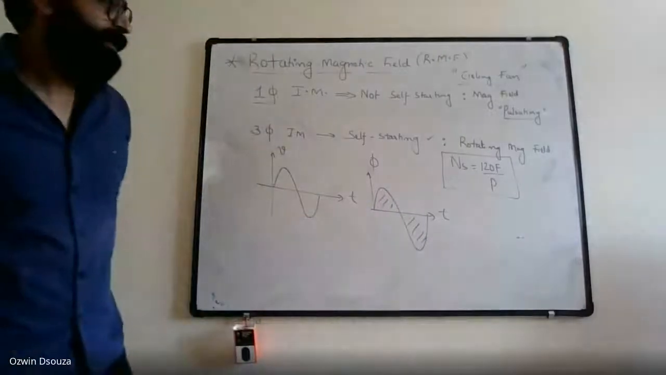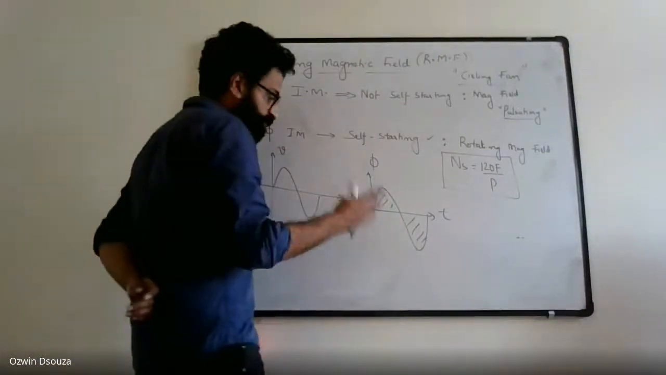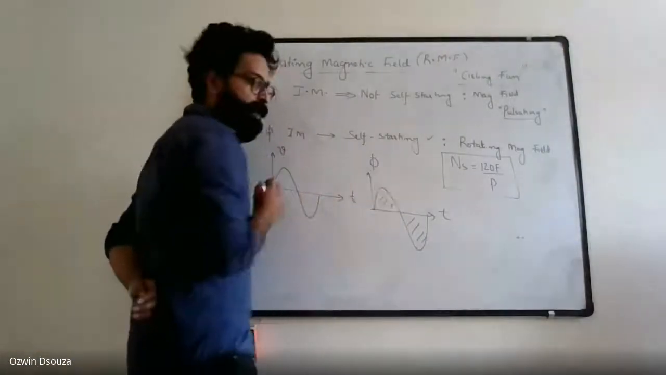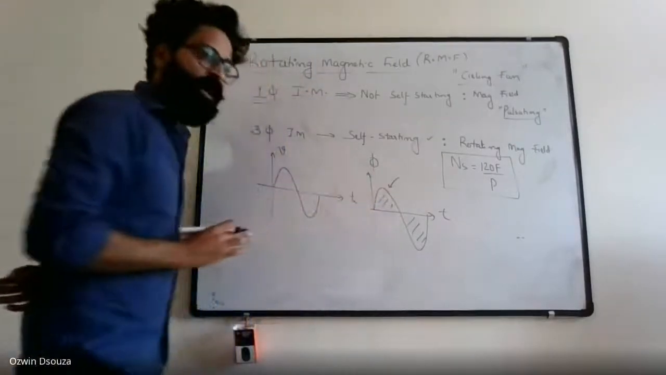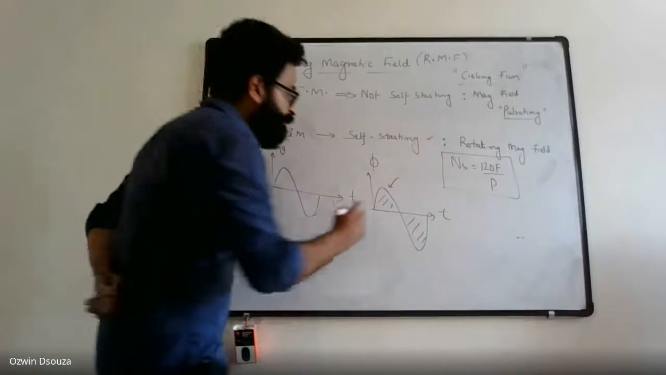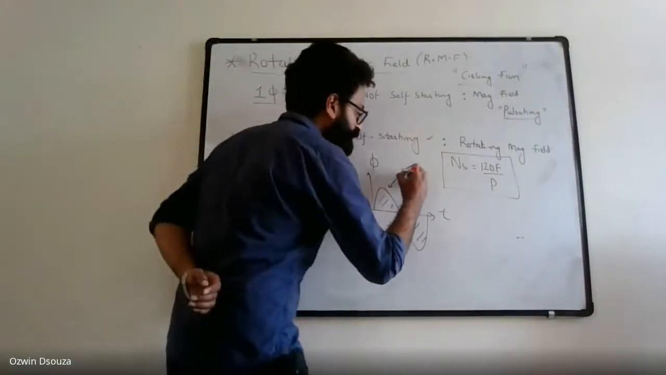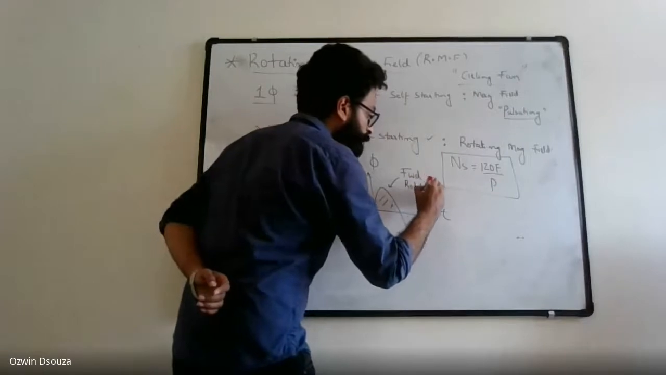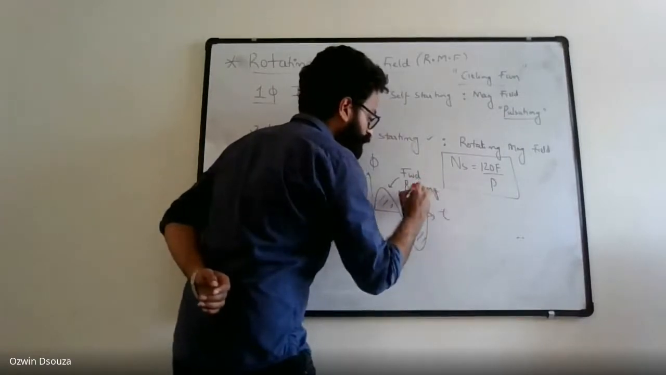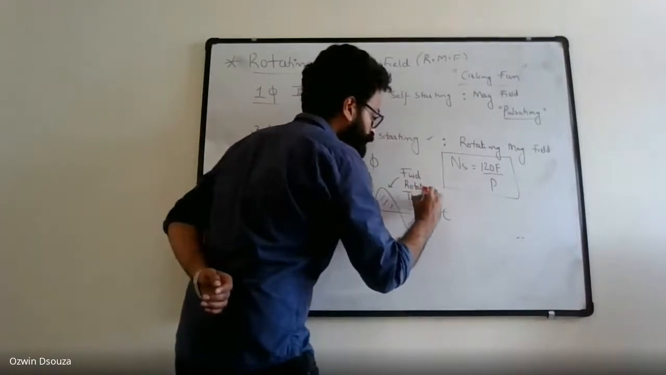in a particular cycle. Now, when the flux wave is positive bound, the positive half of the flux wave produces something known as forward rotating torque.